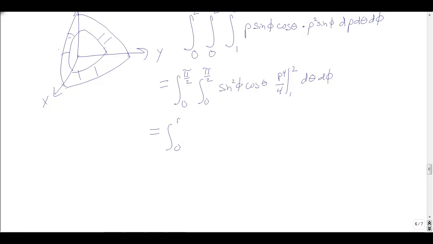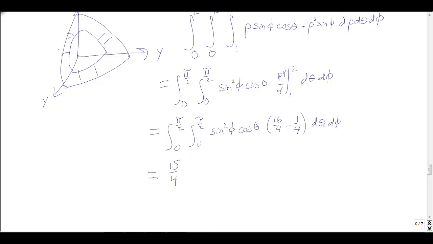And what we get, let's see, we get 0 to 2, 0 to pi over 2, well, 0 to pi over 2 for both. Still have our sine squared phi cos theta. Let's see, 2 to the 4th is 16 over 4, minus 1 to the 4th is 1/4, d theta d phi. I left that as 16/4 because I knew I'd get a denominator for it. It's just simpler to subtract that way. So 16/4 minus 1/4, that's 15/4. I'll bring that out in front.